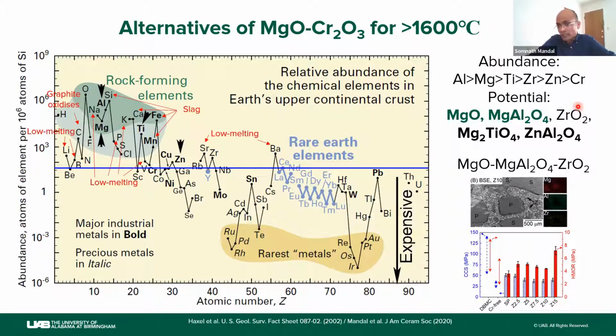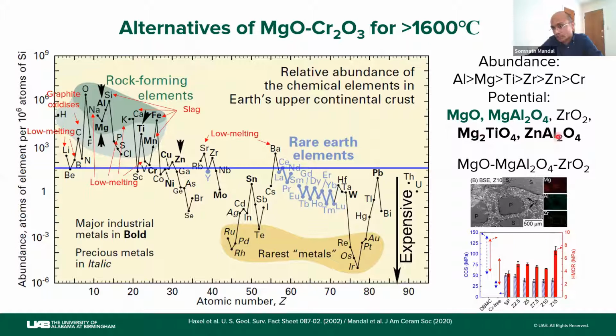So zirconia has already been tested, and I published this 2 years back as part of my master's work. What we found here is that the hot MOR doubled due to zirconia addition. So now we need something new. What can be even better than that? And that's when we found magnesium titanate and zinc aluminate. Both of them have a spinel structure.